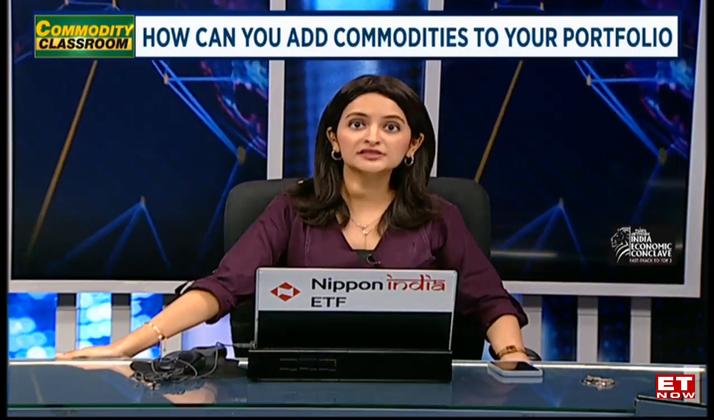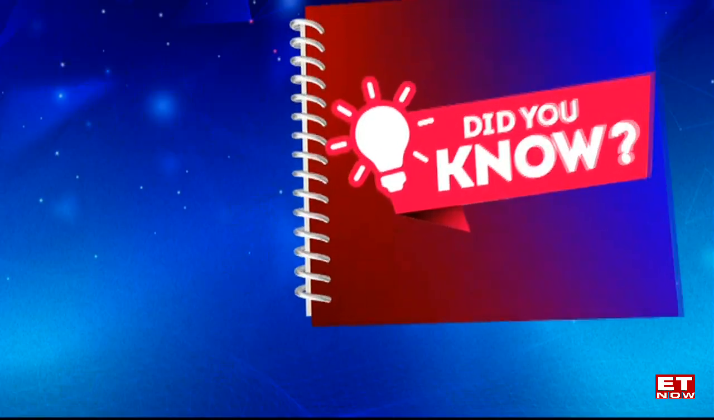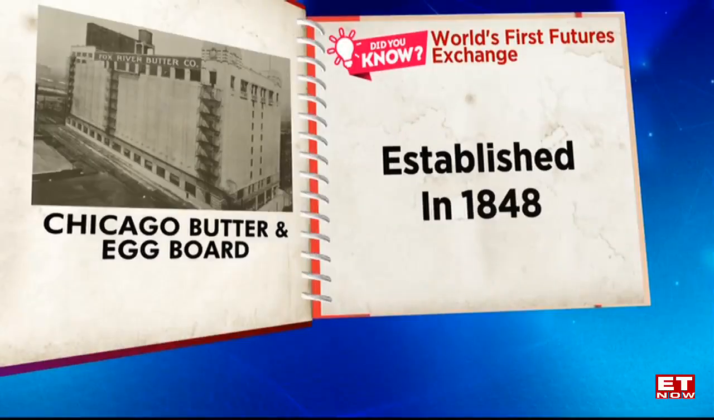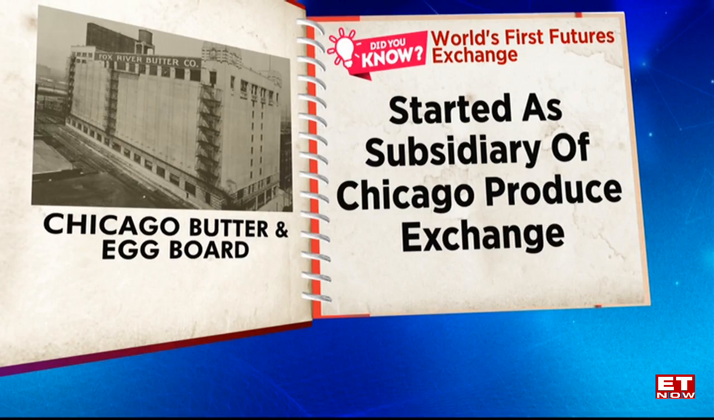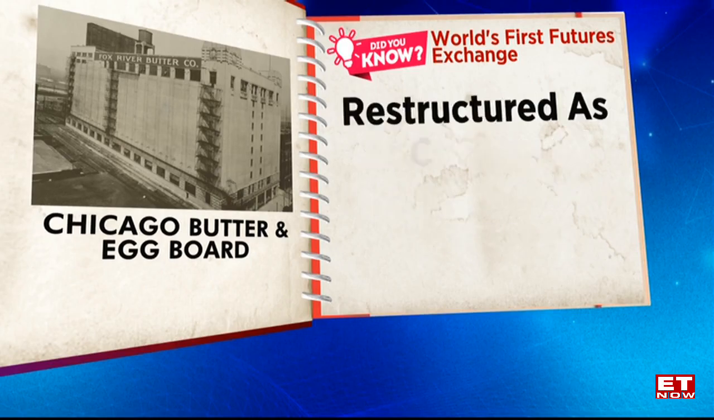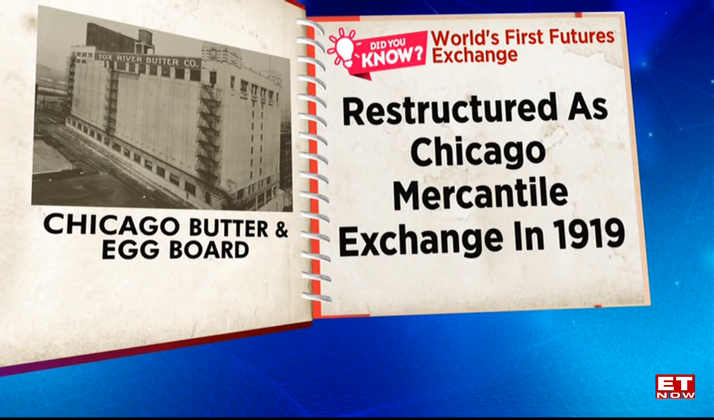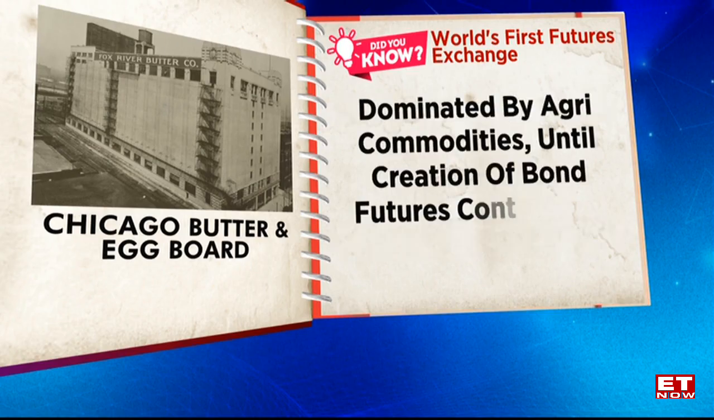And today we will put the spotlight on the world's first exchange. The world's first futures exchange, the Egg and Butter Board, was established in 1848 as a subsidiary of the Chicago Produce Exchange. It was restructured as the Chicago Mercantile Exchange in 1919, and was dominated primarily by agricultural commodities until the creation of bond futures contracts in the 1970s.